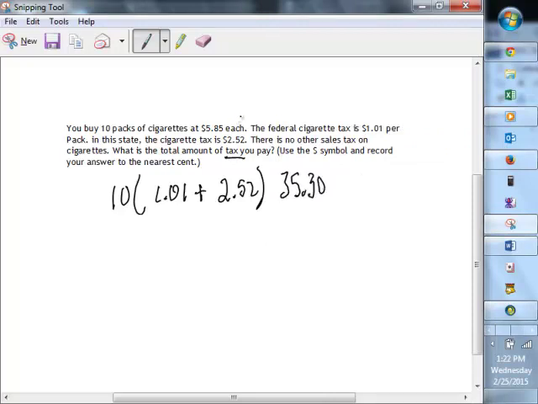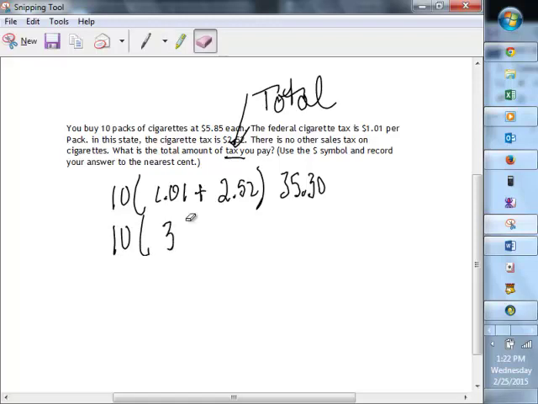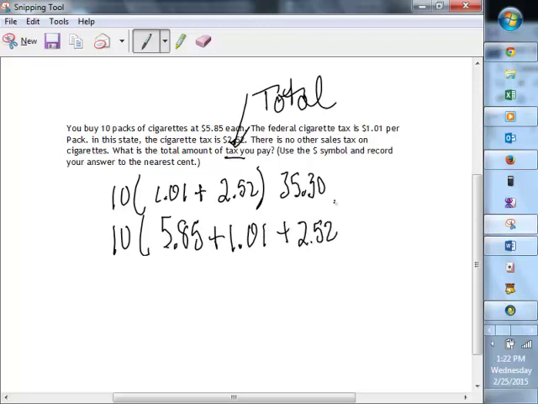If they wanted to know the total, let's say instead of tax, it said what is the total amount due, you would take 10 times 5.85, that's the price of a pack of cigarettes, plus the $1.01 federal, plus the $2.52 state.